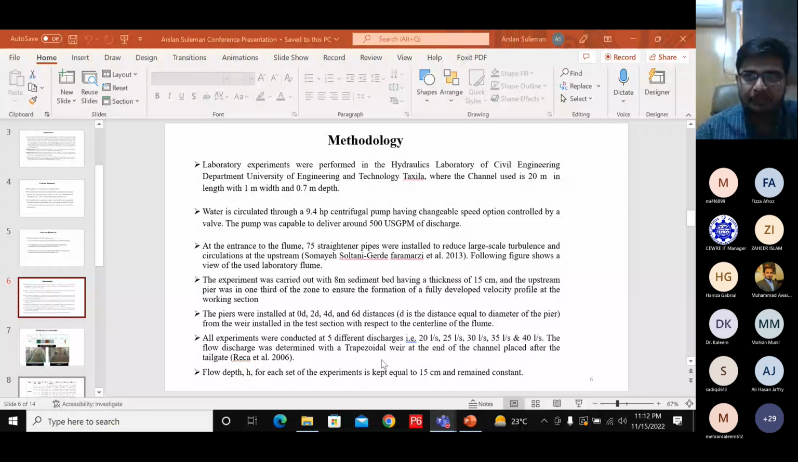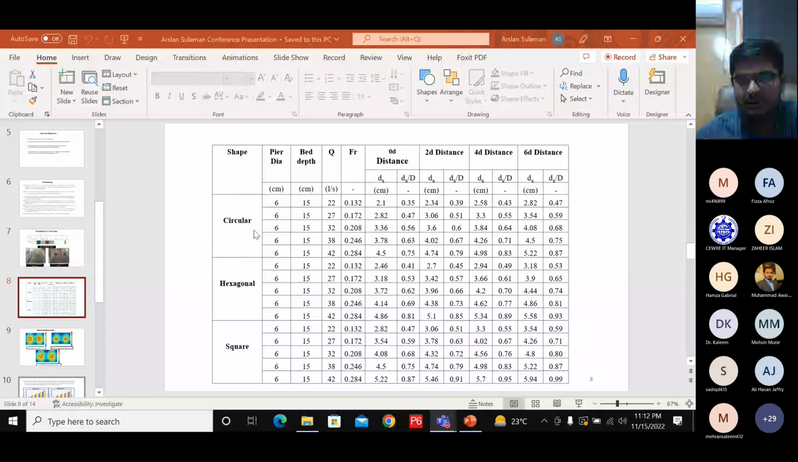Here is the methodology which I adopted, and the calculation of the Froude number and the distance at which I place the weir, at a distance of 0D, 2D, 4D, and 6D. These are the 3 types of piers which I use: circular shaped bridge pier, hexagonal, and square shaped bridge pier.